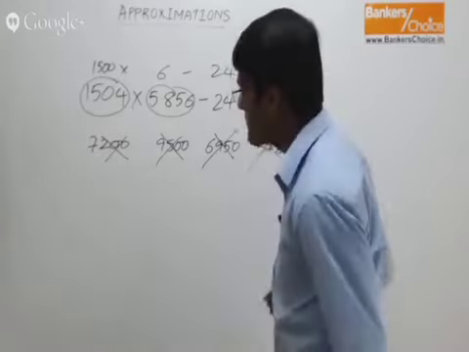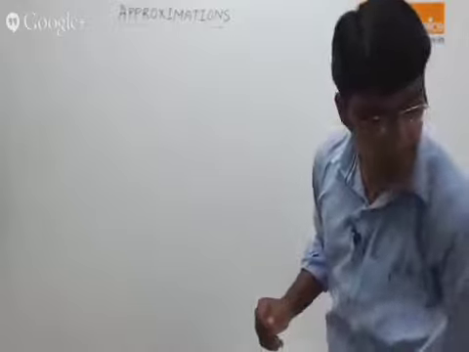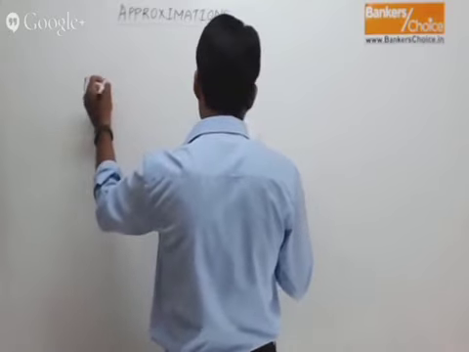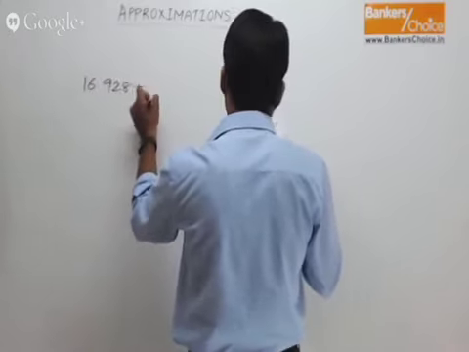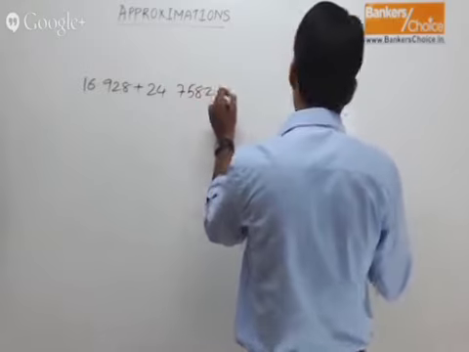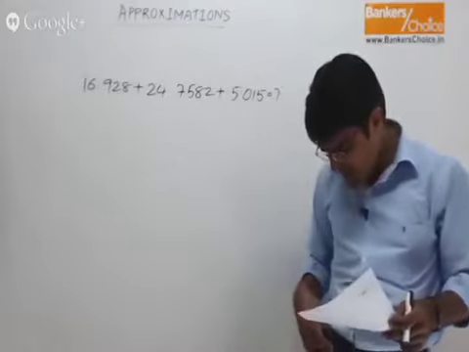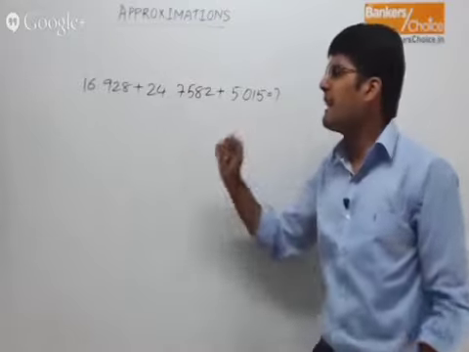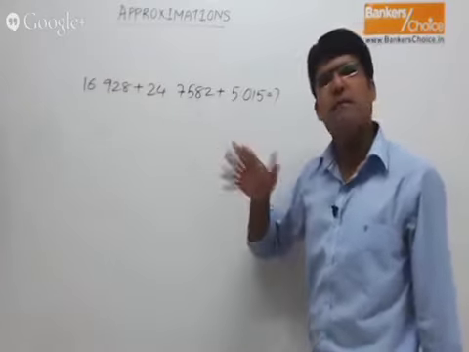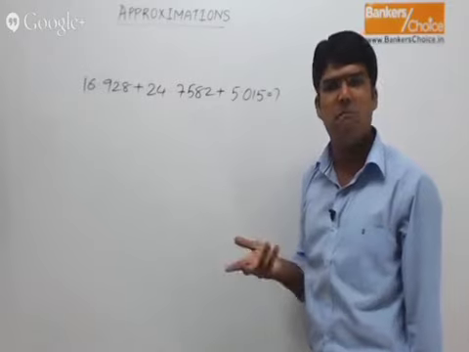Let's take the next question. I mean, this is really simple. I don't have to explain too much here, but let's quickly look at this. 24.7582 plus 16.928 plus 5.015 equals what? Let's not use options, right? Options are anyway there. You can just look at them. But let's understand. 16.928 is approximately 17. 24.75 is approximately 25. 17 and 25, 42. 42 and 5, 47. Answer should be close to 47.